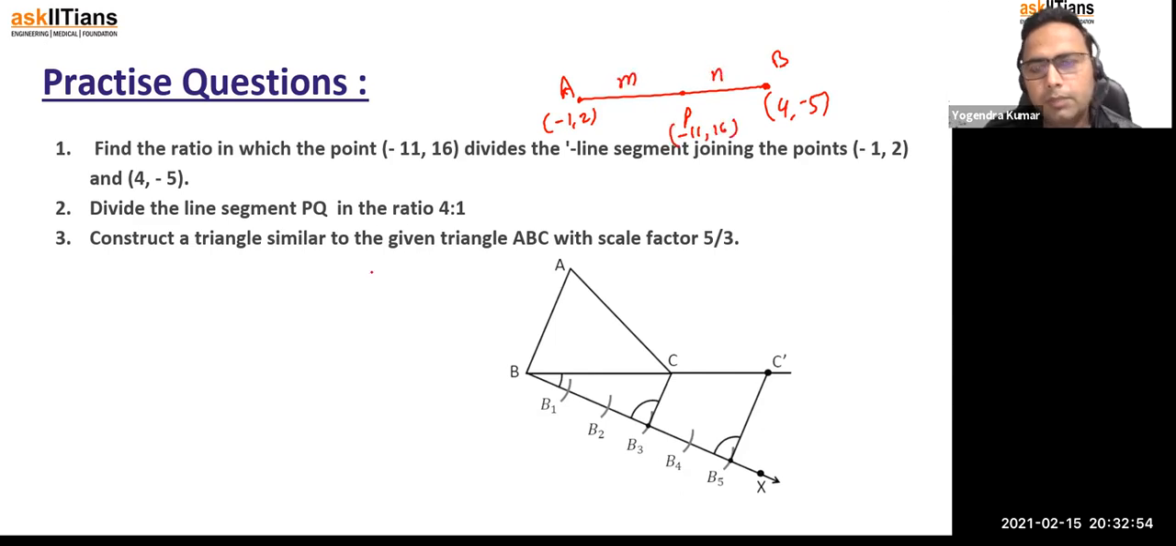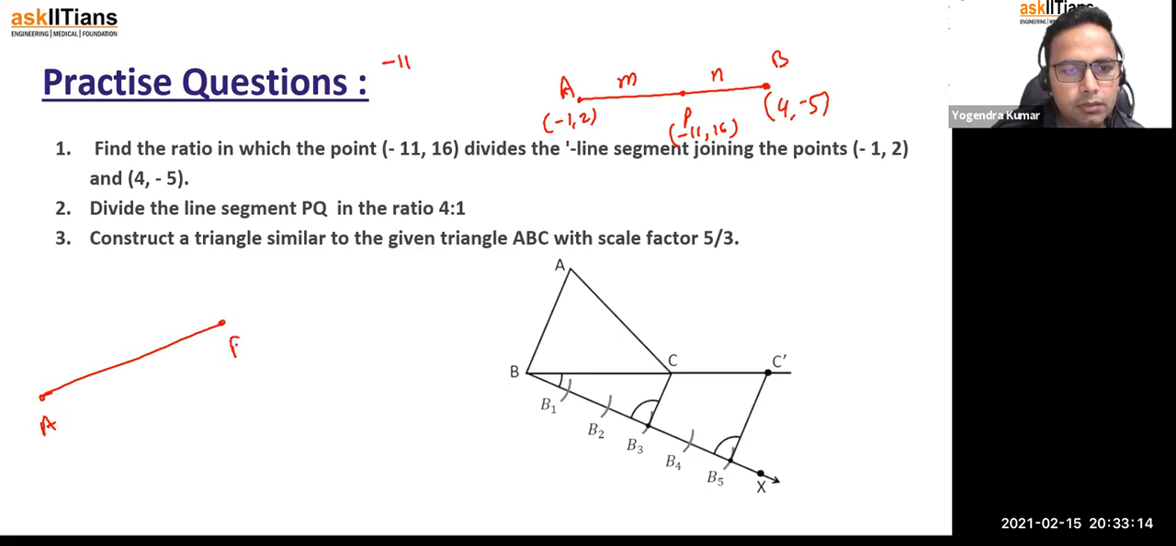Suppose the ratio is M is to N. So what we can do, using what we know already, I think we know the formula. You all know the formula. What is the section formula? If there is a line segment, I'll do the other questions on another page. Okay, let me show you this here.